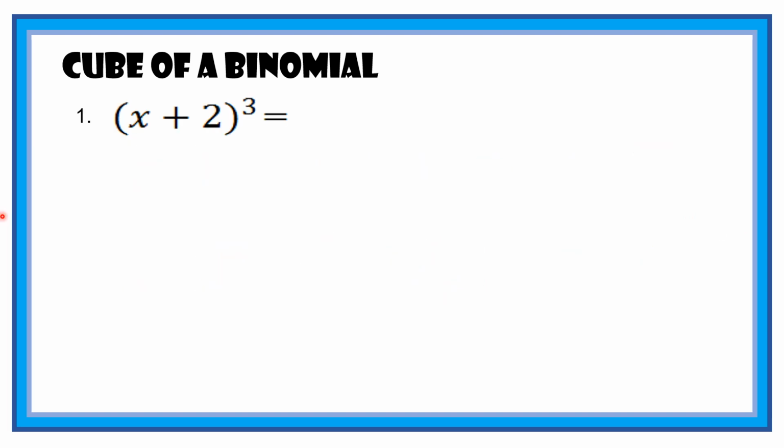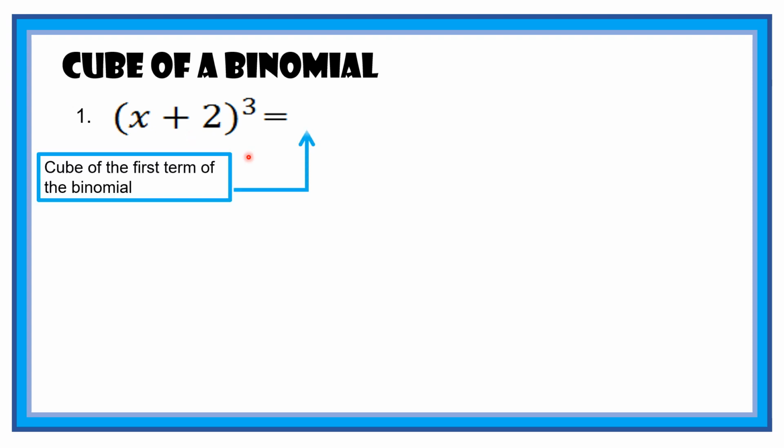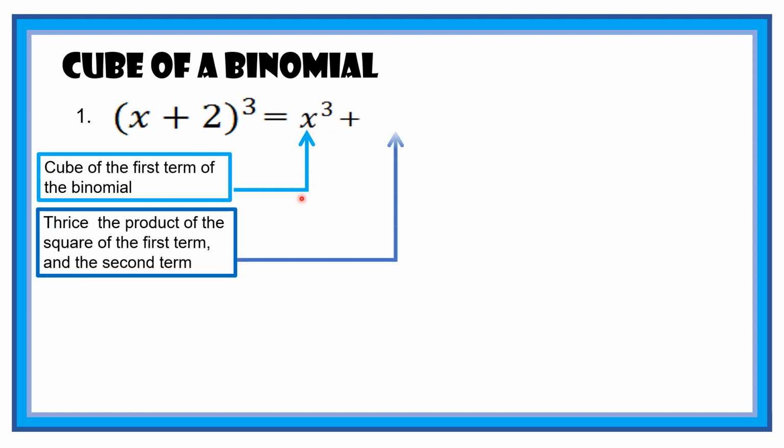Example number 1. Quantity x plus 2 cubed. So first step, cube of the first term of the binomial. So we have x cubed. Next, thrice the product of the square of the first term and the second term. So we have thrice the product of the square of the first term.